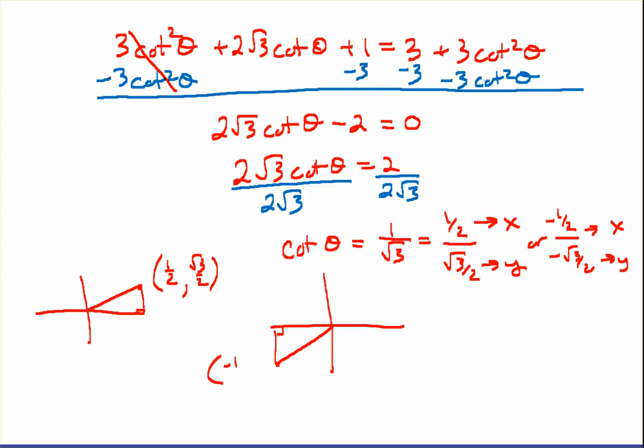Then how about if we get a negative 1/2 and a negative root 3 over 2? What angle is that? 4 pi over 3. Perfect.